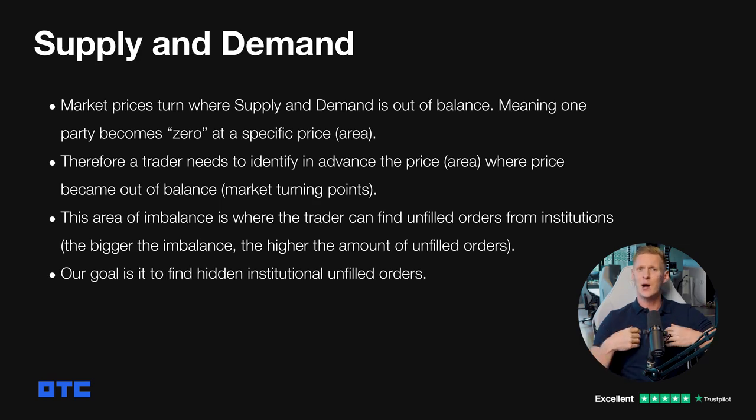As traders, it's our job to identify those areas of imbalance, just like in the Warren Buffett example with IBM, where we spotted clear demand and supply zones. These imbalances reveal unfilled institutional orders, and the stronger the imbalance, the greater the number of these hidden orders likely awaiting execution. Ultimately, our goal is to discover these institutional orders in advance, so we can align our trades with the major market players, riding the waves they create.